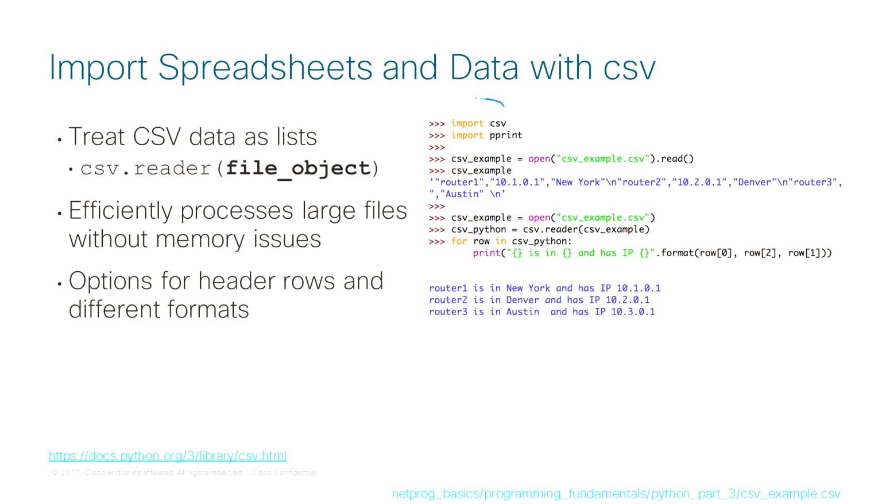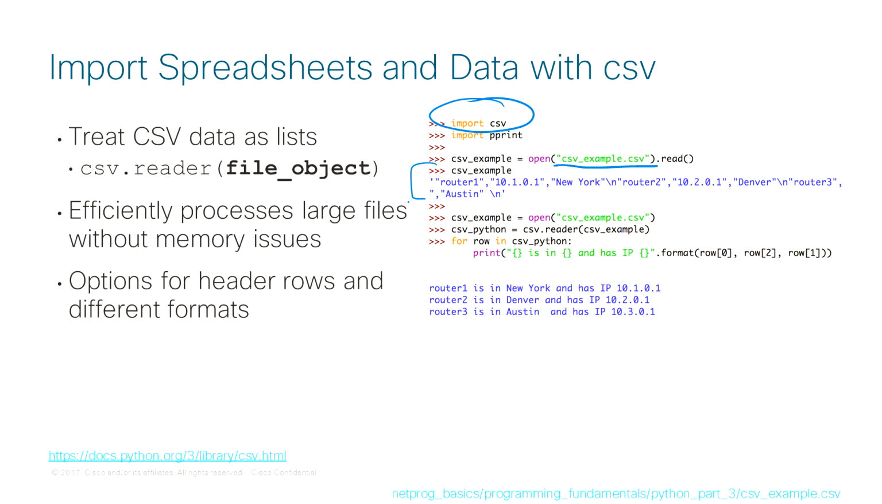We'll start out once again by importing CSV, which gives us access to all of those CSV tools. In this case, the data included in the example is a list of sites and routers and information, and we've got that in the CSV example.csv file. We'll use the file open capabilities to read that in, and we can see what that CSV file looks like here. So it's three different elements: router 1, router 2, and router 3 located in New York, Denver, and Austin.